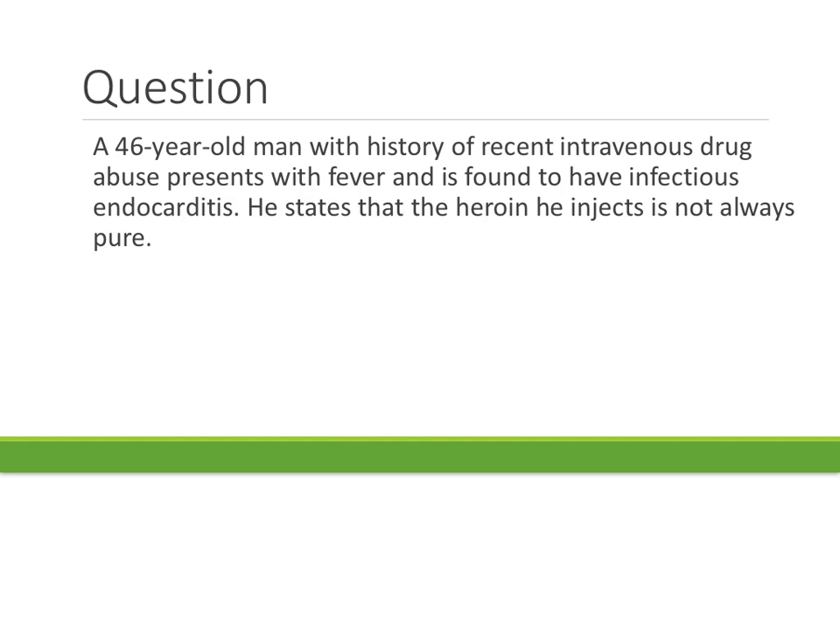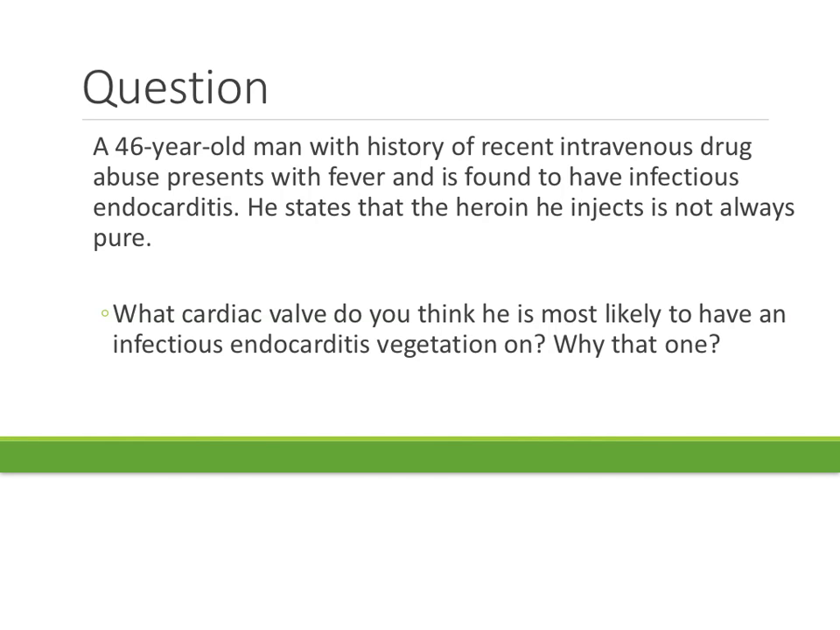Let's do a few questions to make sure you get the concepts. Here's one. A 46-year-old man with history of intravenous drug use presents with fever and is found to have infectious endocarditis. He states that the heroin he uses is not always pure. What cardiac valve do you think he is most likely to have an infectious endocarditis vegetation on? Why that one? I'll pause here for a few seconds, but why don't you pause the video and think of your answer?